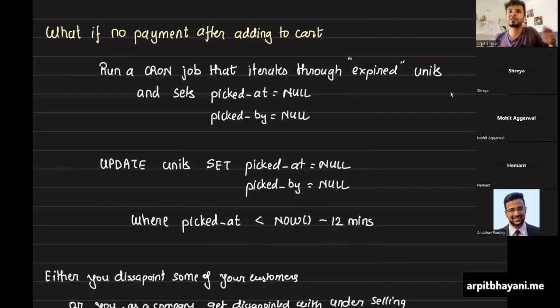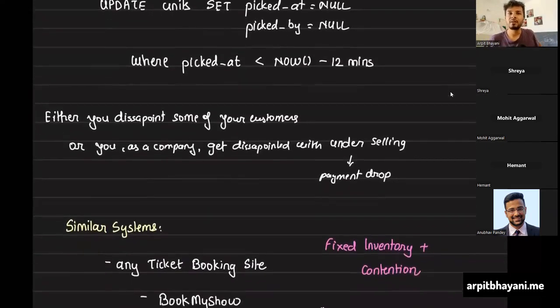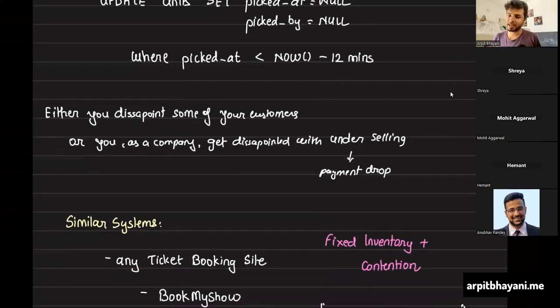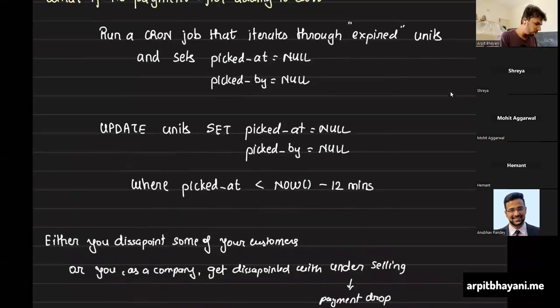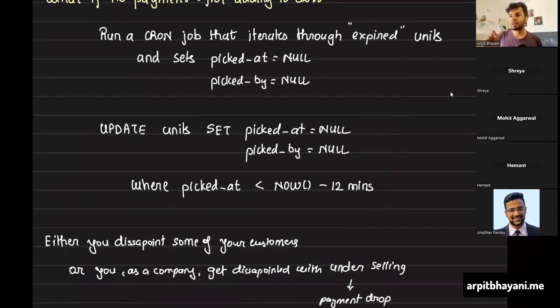And you don't have to do it for every person. You just keep on iterating this query again and again, because this is what your bouncers are doing. They're constantly keeping an eye on everyone and say, hey, this guy has not made the payment. No, it has been time. So they snatch the item, put it back on the shelf. This is what you're doing if no payment is done after adding to the cart. So now this is what completes the low level implementation of flash sale. But here, either you are disappointing some of your customers, or you as a company get disappointed by underselling, by basic payment drop, because there is a chance over here that what if someone picked that item but not made the payment?